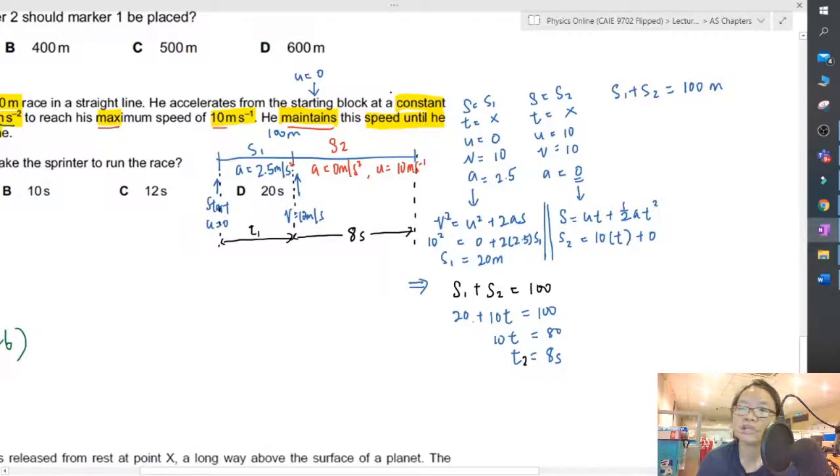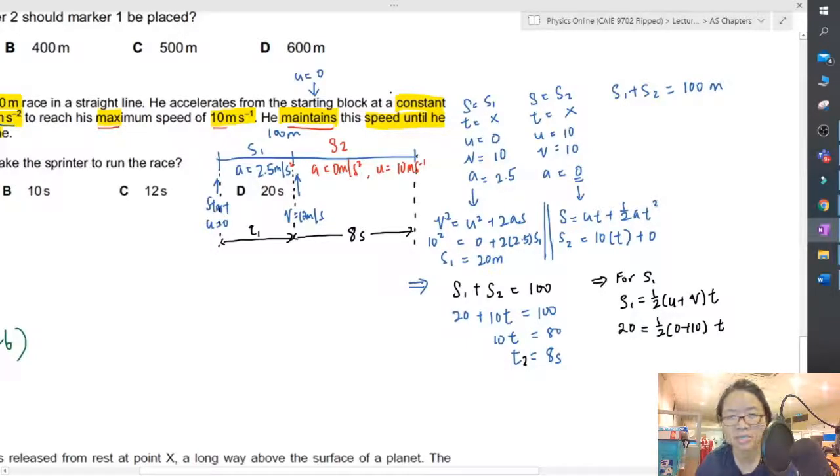To find this T1, I can use a simple equation. Maybe I can use S is half U plus V times T. I can use V is U plus AT. Many equations. Let's say I use this one. From here, I will get 20 is equal to half times 0 plus 10 times T. And I can find my T. And T would conveniently be 4 seconds.